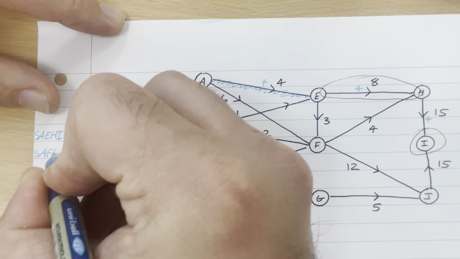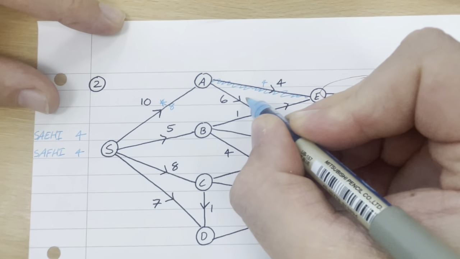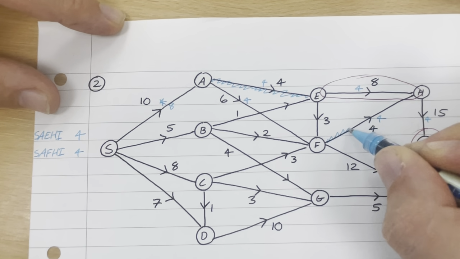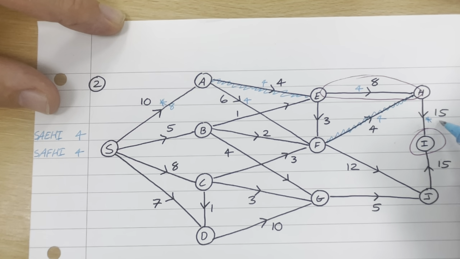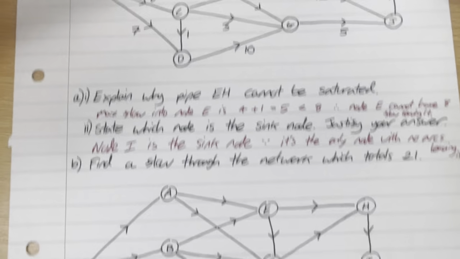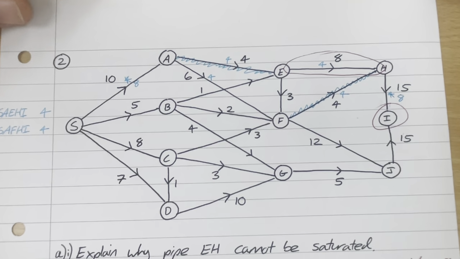S-A-F-H-I, and that's going to be another 4. So that's now going to be up at 8. I've got 4 going through that pipe, 4 going through this pipe. That's now saturated, so let's just mark that out with a saturated squiggle. And that has now got a flow of 8 going through it. Notice I'm just annotating this network, and once I've got my answer, I'll copy the numbers down to the answer network. Okay, that's common practice.